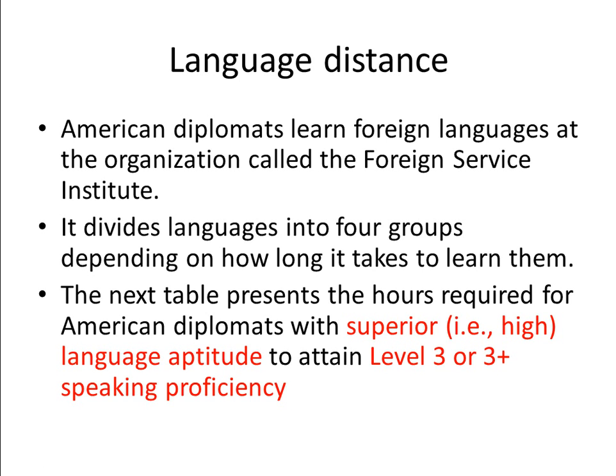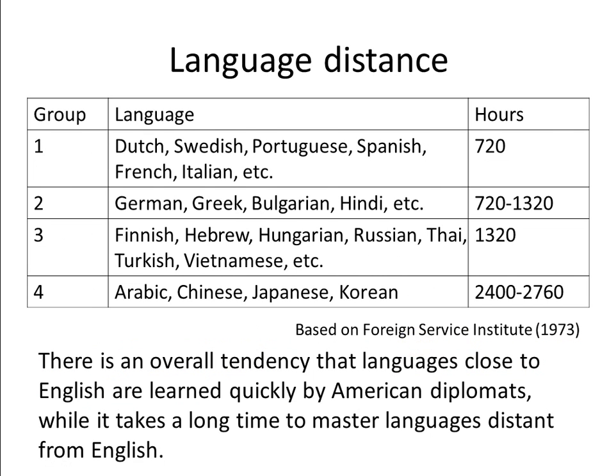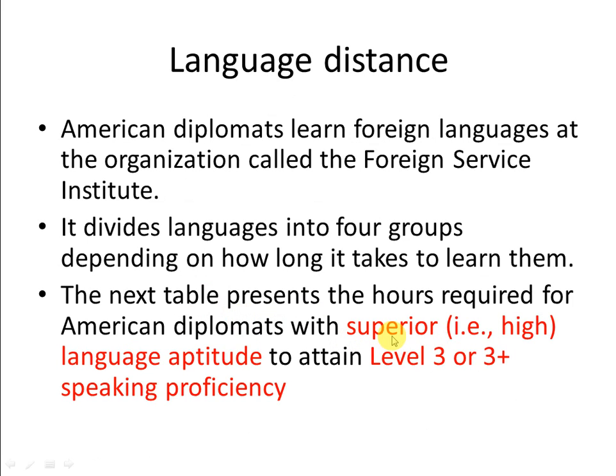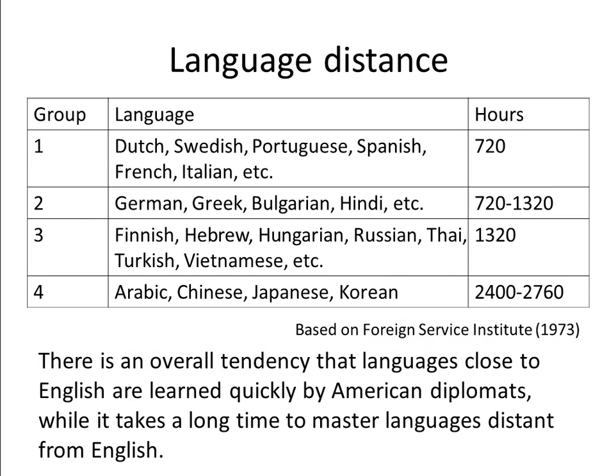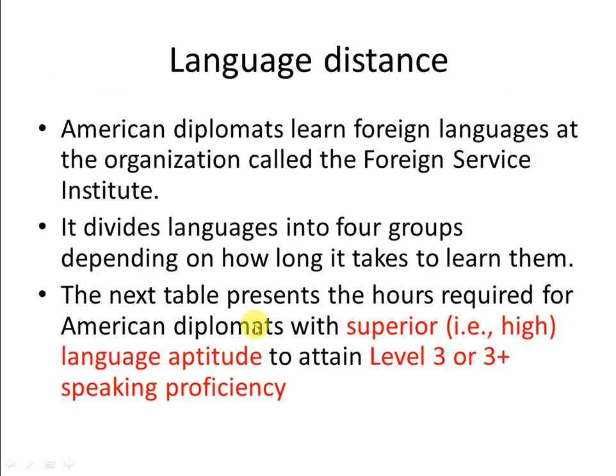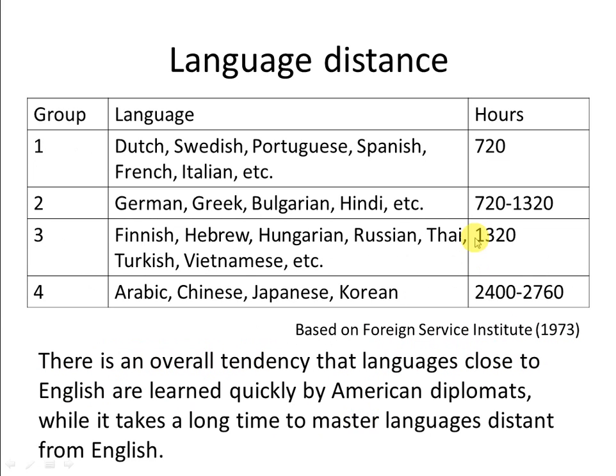Here, please understand that American diplomats are elite diplomats, of course, and this table only presents the data from diplomats with superior language aptitude. Of course, not everyone has superior language aptitude. Some people have normal language aptitude. Other people have low language aptitude. But here I present the data from people with superior or high language aptitude. So we have 4 groups of languages, and here we have hours required for American diplomats with superior language aptitude to attain level 3 or 3+ speaking proficiency.